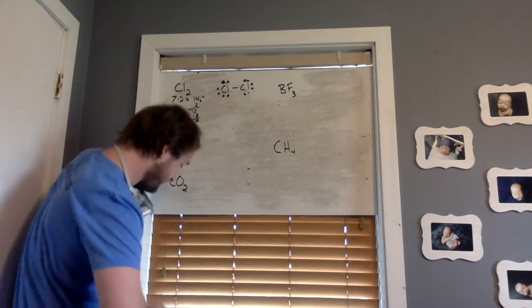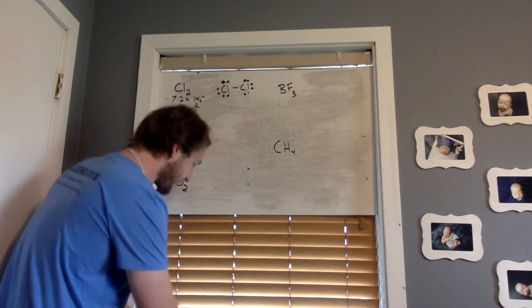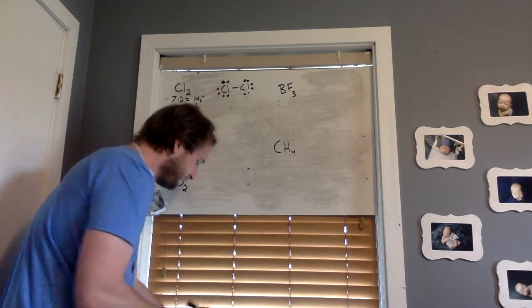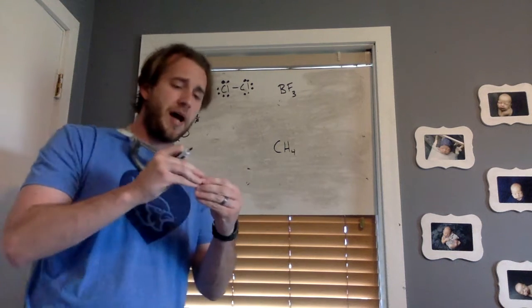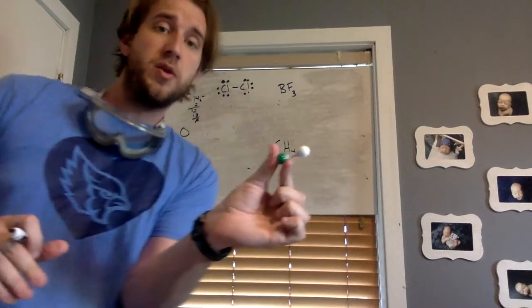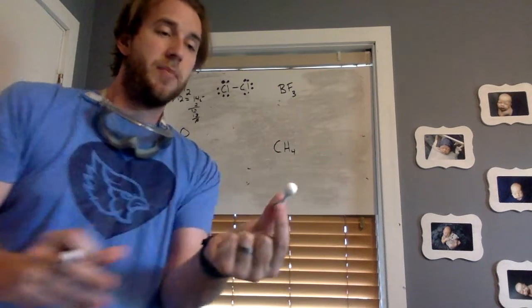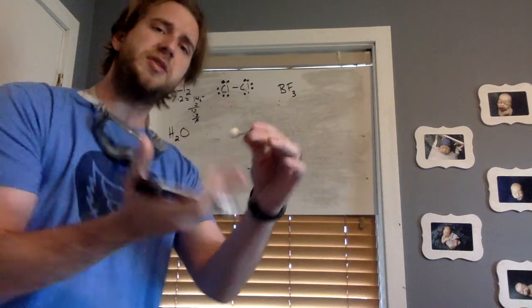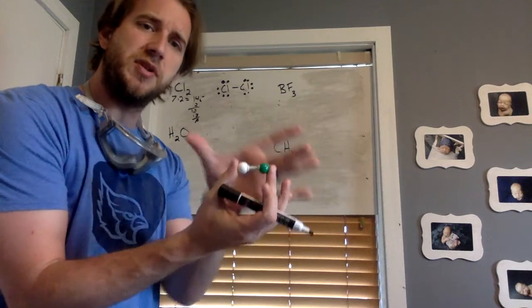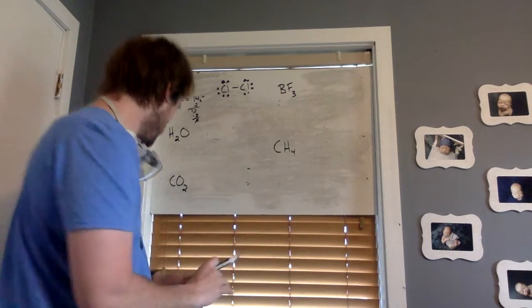If one of these was different, say one of these chlorines was instead a hydrogen, now we've got a polar bond, and as a result, our molecule actually becomes polar as well. We'll talk more about that in just a second, but something to think about is what that means for our bond as opposed to our molecule as a whole.